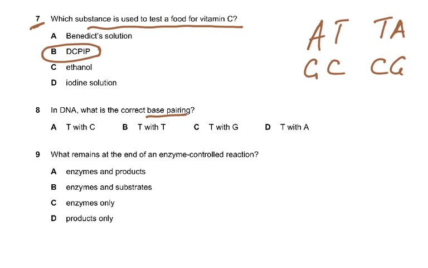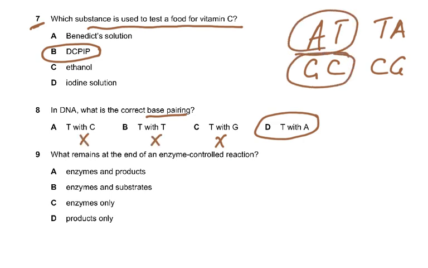ATGC. What is the correct base pairing? So T with G is wrong, T with T is wrong, T with C is wrong. It's always A and T, G and C. Whether the A is this side or that side doesn't matter, it is always like this.